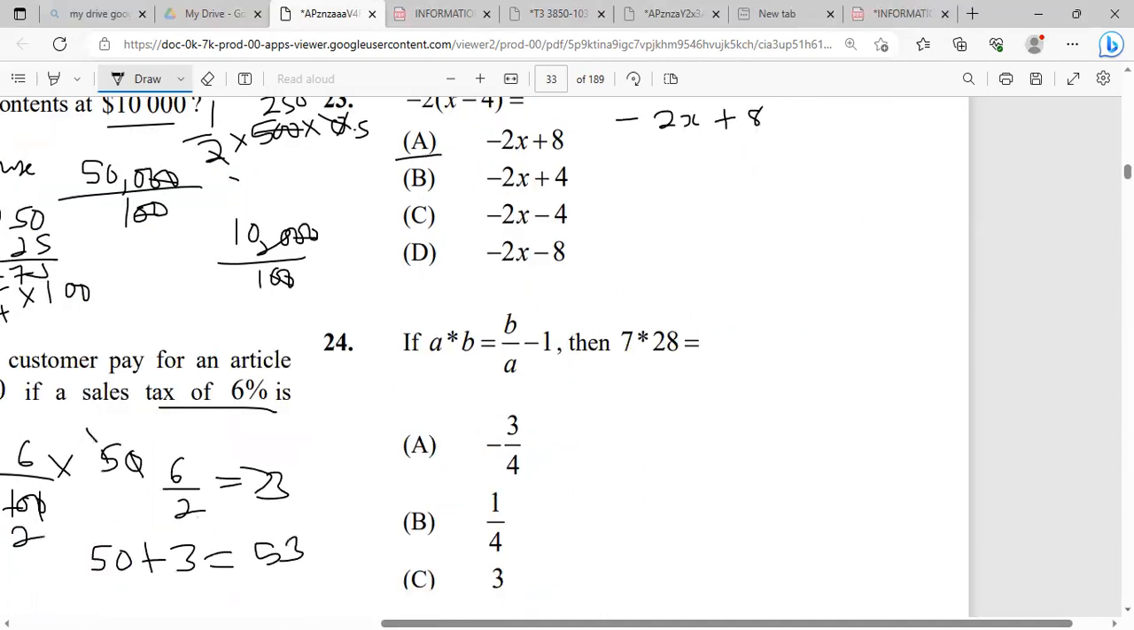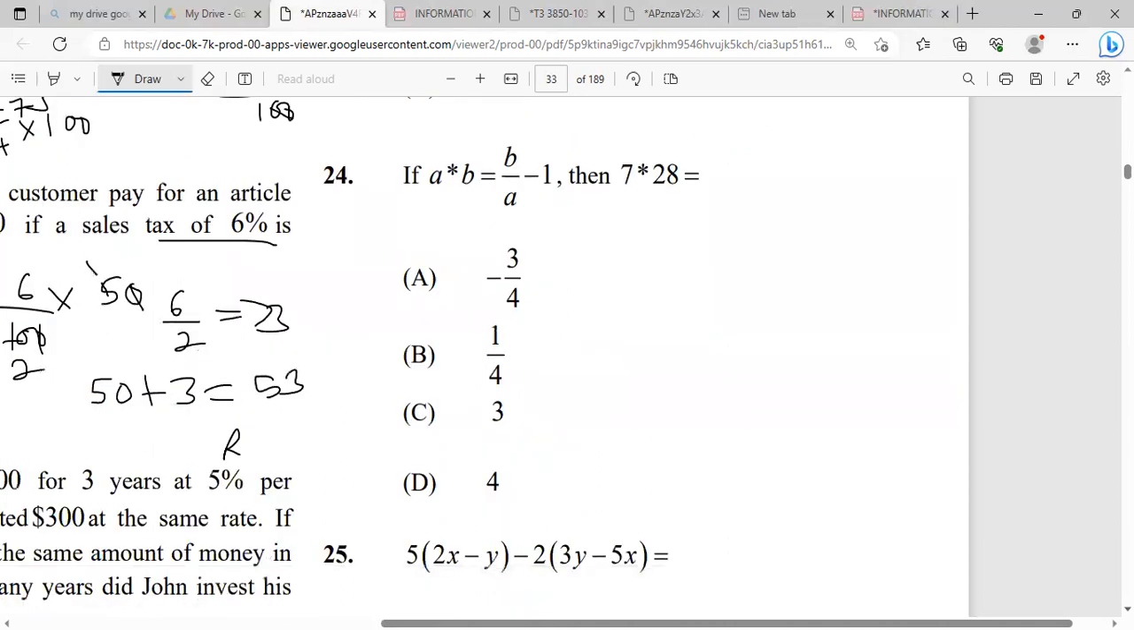This one says now, if A asterisk B is equal to B over A, so we know that A is going to be 7, B is going to be 28, because it follows the particular order. So now we know that B is 28, follow the rule, 28 over 7, and then minus 1, so that's 4 minus 1.